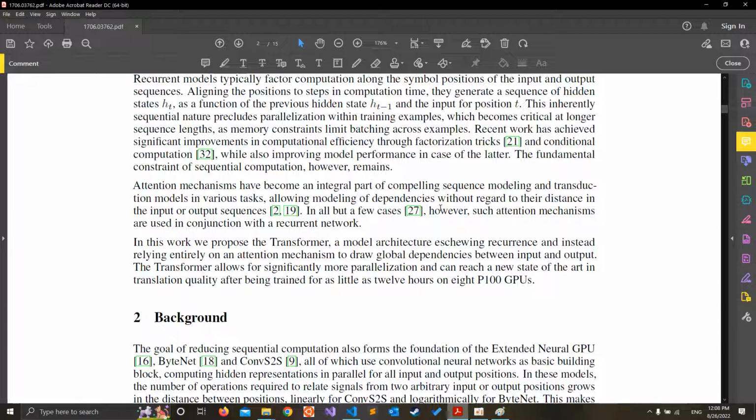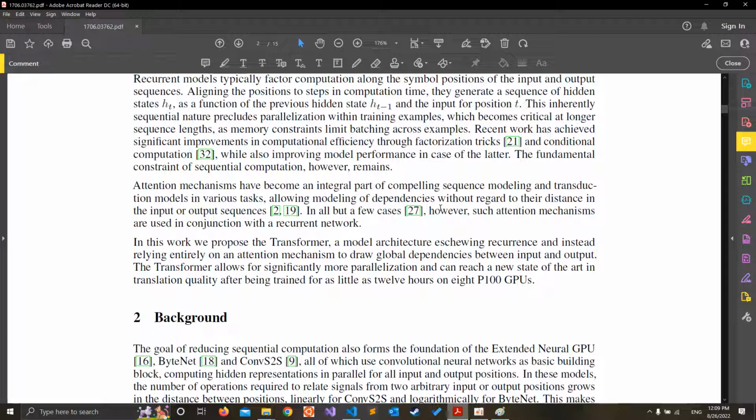In all but a few cases, however, such attention mechanisms are used in conjunction with recurrent neural networks. In this work, we propose the Transformer, a model architecture eschewing recurrence and instead relying entirely on an attention mechanism to draw global dependencies between input and output, and so on. So they are introducing the transformer architecture to solve the problems mentioned in this section for recurrent neural networks, which are the time problem, the memory constraints, the forgetting problem, and all other problems that are not mentioned here.